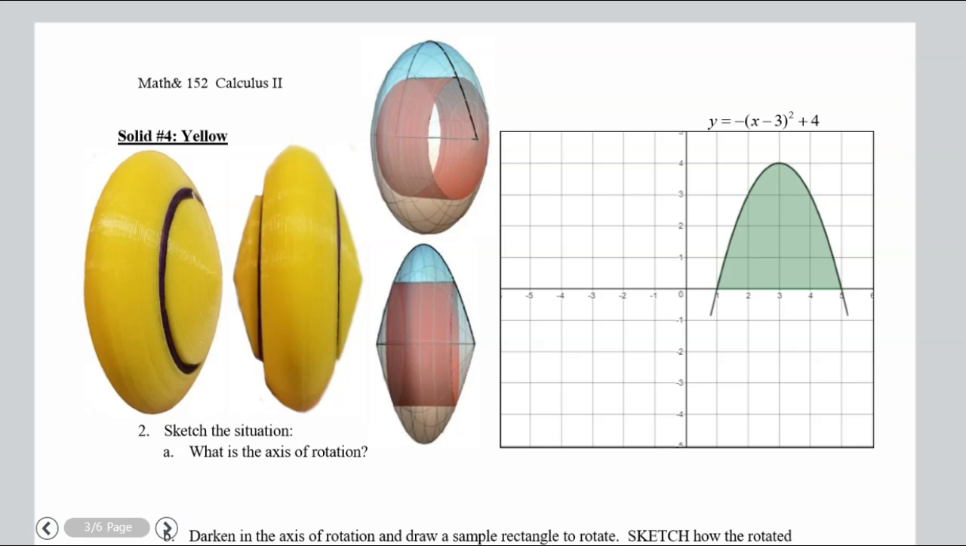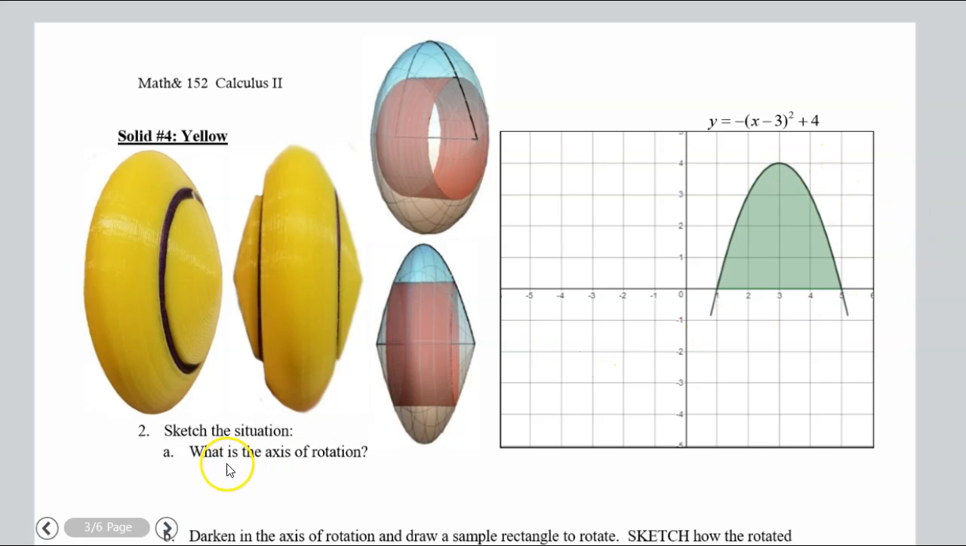Hey everyone, welcome to the second video on cylindrical shells, and in this one we want to take a look at another example, this time with a yellow object, and also make some comparisons between disc washers and shells. Right here you have your yellow object, which represents this parabola rotated around an axis, some computerized drawings as well that you might see in a textbook or website.